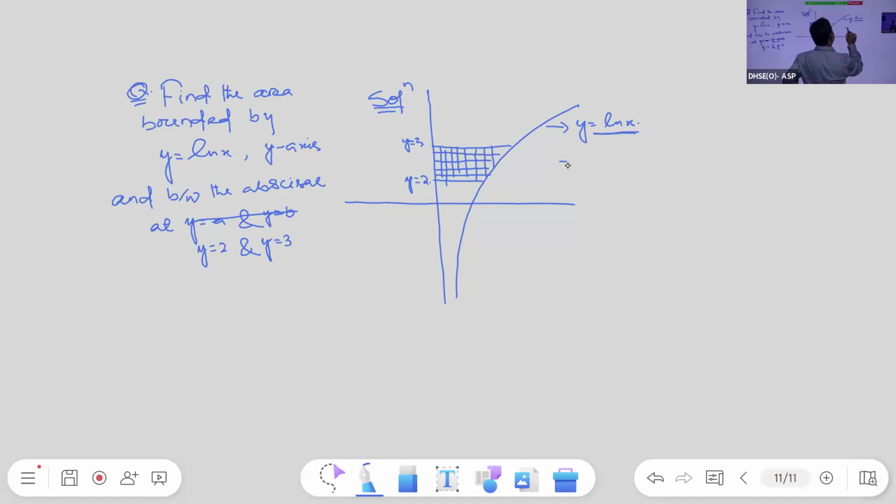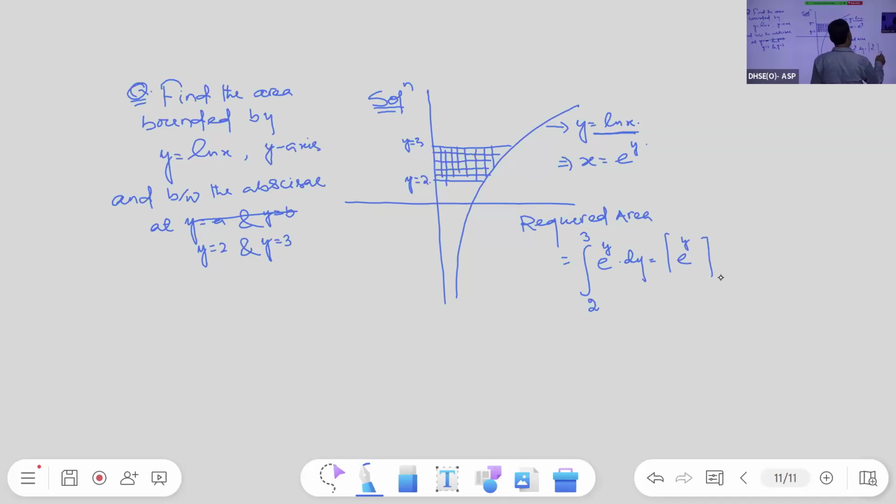So y is equal to ln x implies x is equal to e raised to the power y. So required area is equal to integral 2 to 3 e raised to the power y dy. This is equal to e raised to the power y between the limits 2 to 3, which is equal to e cube minus e square. Right?